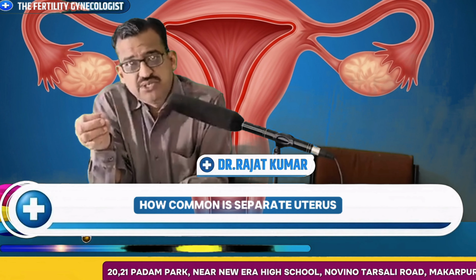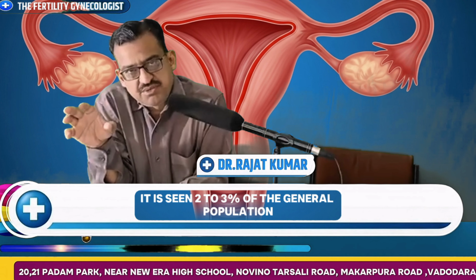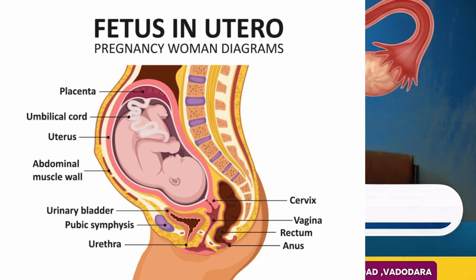How common is septate uterus? It is very common. It is seen in 2 to 3% of the general population. In about 15 to 40% of the patients with recurrent pregnancy loss, septate uterus is seen.